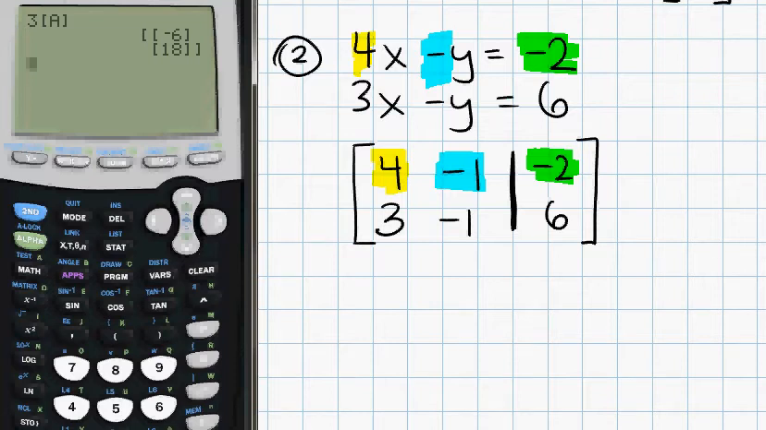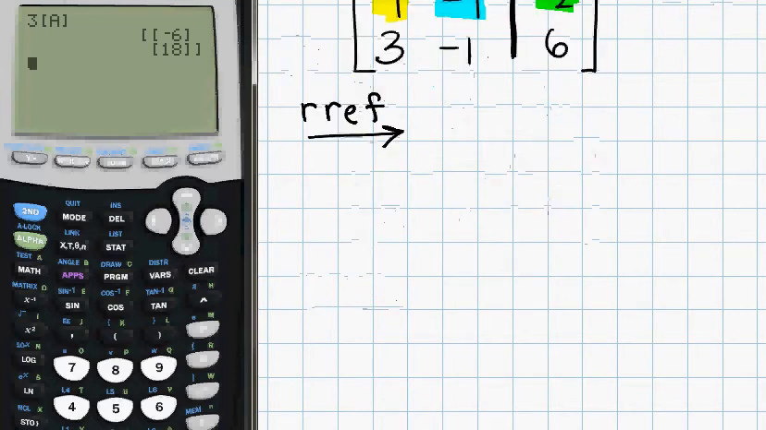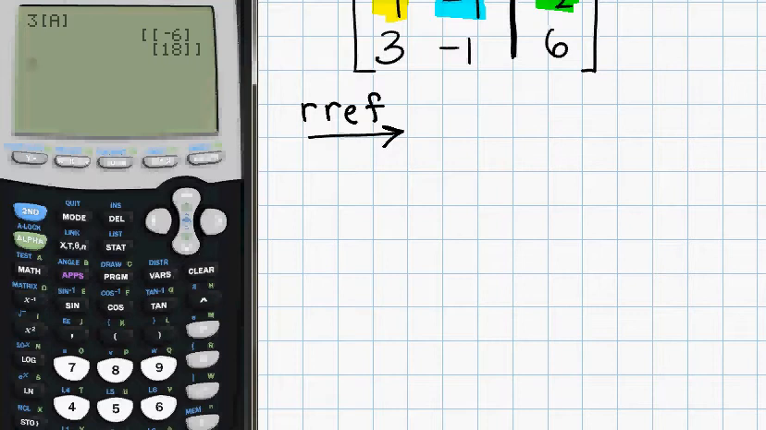There, that looks better. So now what can we do with this? There's an operation on the calculator called rref. It stands for reduced row echelon form. I doubt that you care, but that's what it means. Reduced row echelon form, rref.